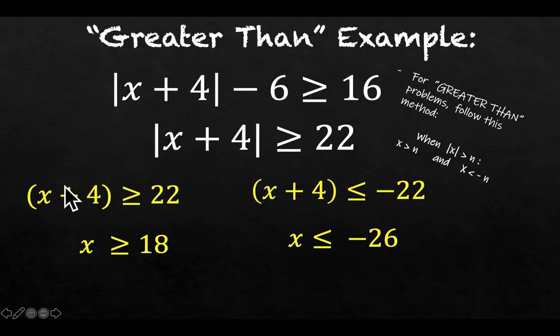So we'll start by saying x plus 4 is greater than or equal to 22, so we're going to leave this pretty much the same, simply taking off the absolute value signs and replacing them with parentheses. Then on the other side, we have to establish that x plus 4 is less than or equal to negative 22. So we flip the inequality sign and we flip the sign on the value in the original expression.